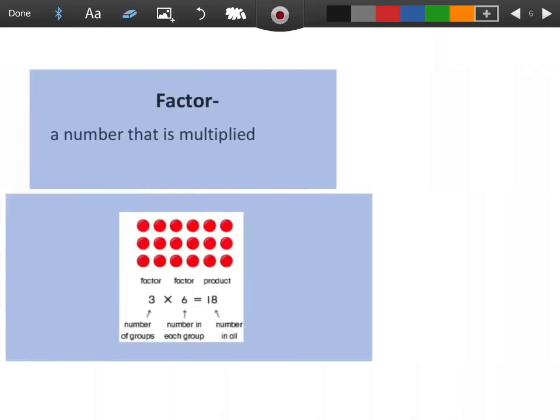Now, the next word that we need to study is factor. A factor is a number that is multiplied. So if we look, we have the factor of 3 and the factor of 6. It was the 3 rows and the 6 in each row. So both of those are factors.